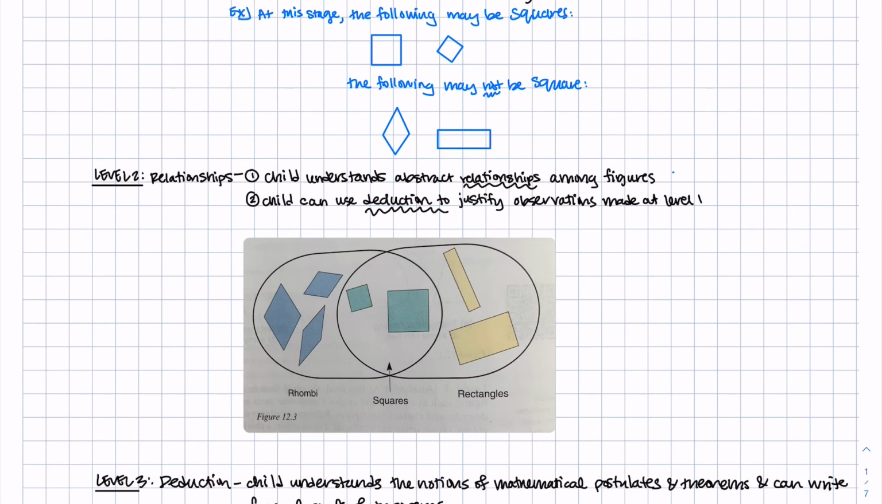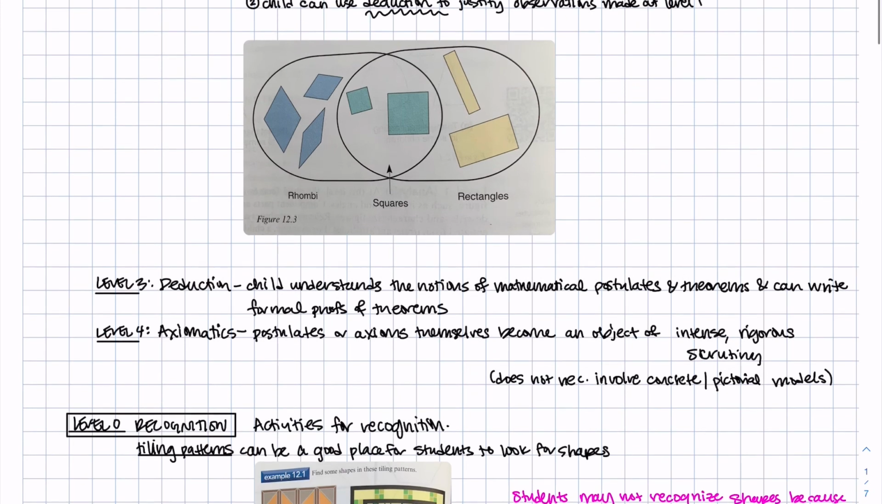At level 3, a more formal mathematical deduction is used to establish an orderly mathematical system of geometric results. So a child might understand some mathematical postulates and theorems and write formal proofs of theorems. This is something that lower level elementary students wouldn't get to, but maybe junior high or high school is where level 3 might occur.